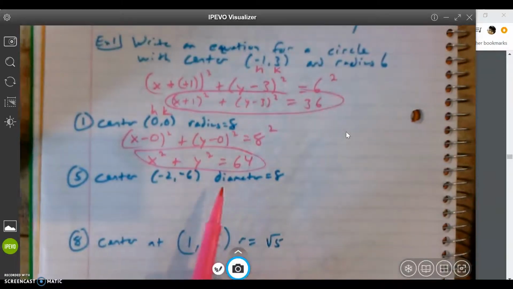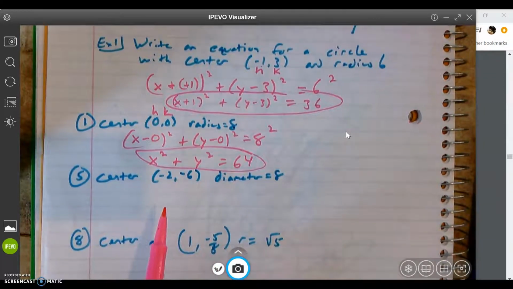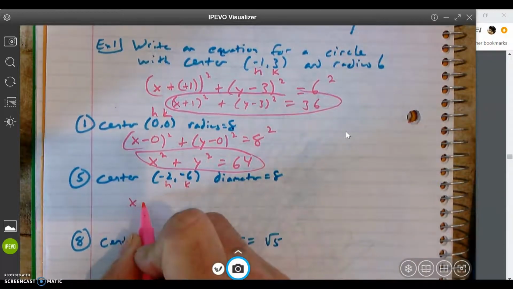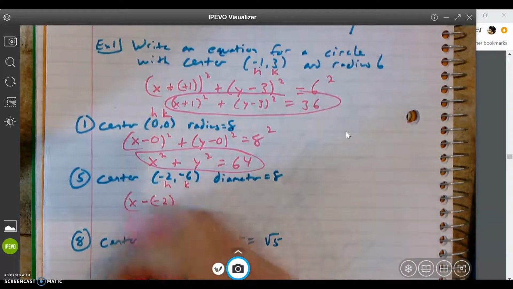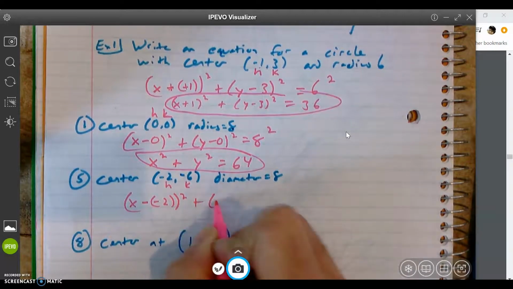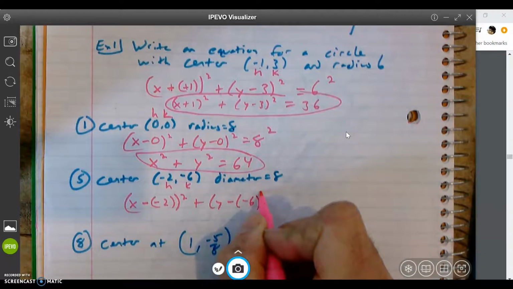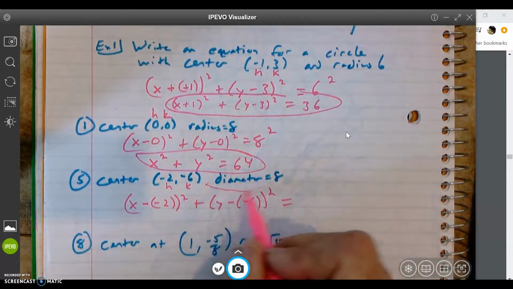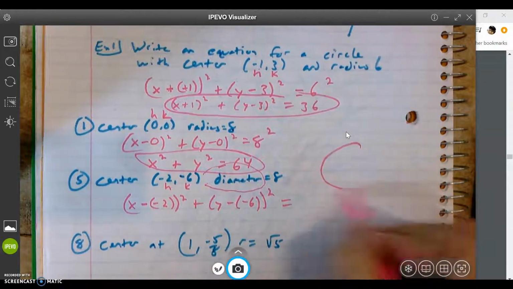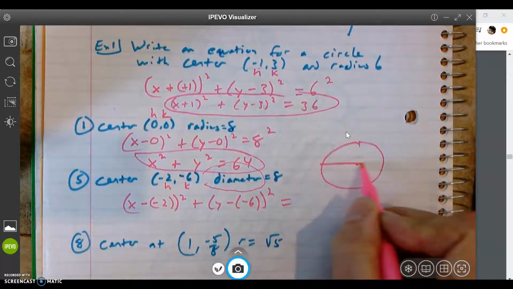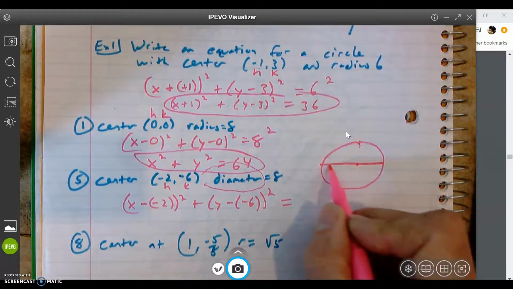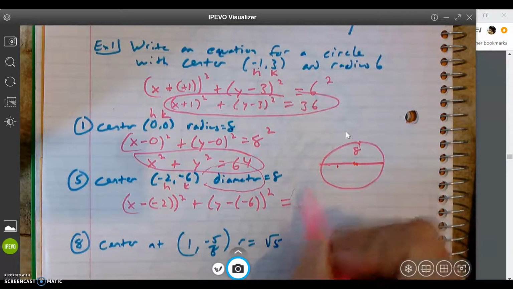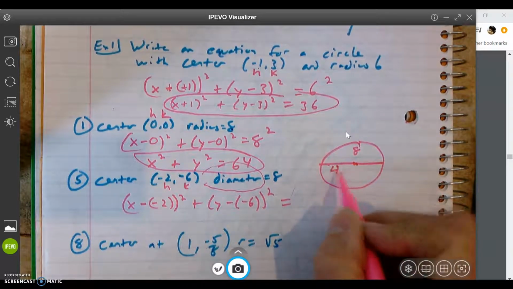All right, next, number 5. You can pause the video, see if you can get it. There's a little trick in here. See if you can figure it out. All right, here we go. Here's h, here's k. (x minus -2) squared plus (y minus -6) squared equals, this is the diameter. So that would mean that if you have a circle, the whole diameter going through the center of the circle is 8. So the radius is what I want. The radius goes here is what? Yeah, it's 4.